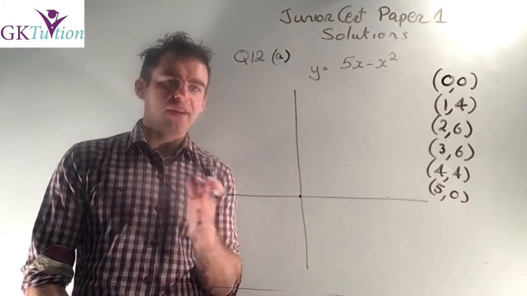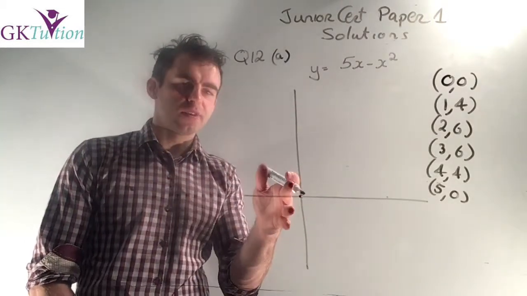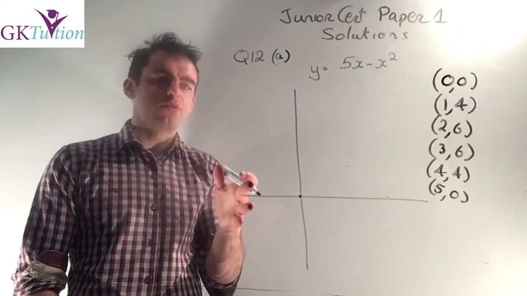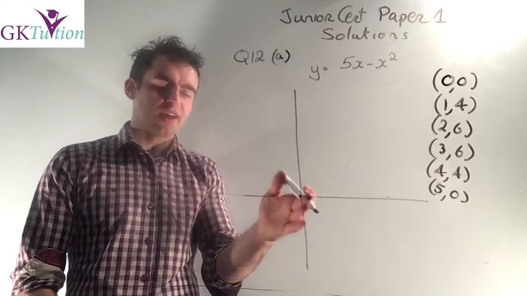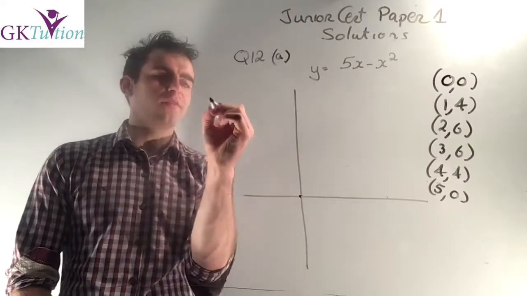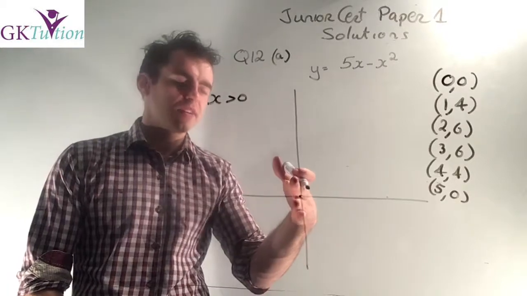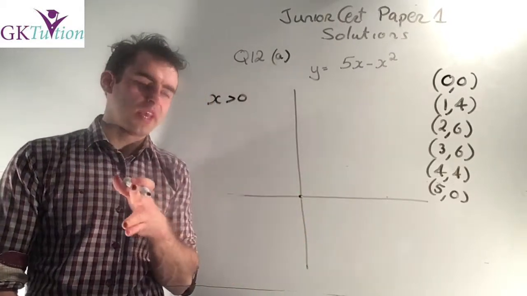Obviously, you cannot have a negative x value. X refers to the time since the ball was kicked. So you can't refer to 3 seconds minus 3 seconds. You can't have negative time. So definitely your x values have to be greater than 0. You'll lose marks if you start talking about before the ball was kicked.